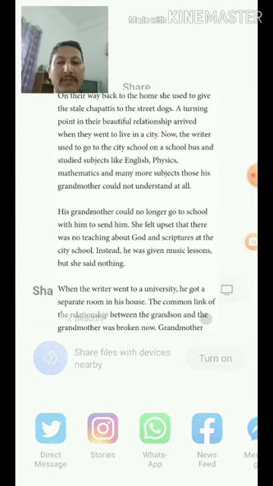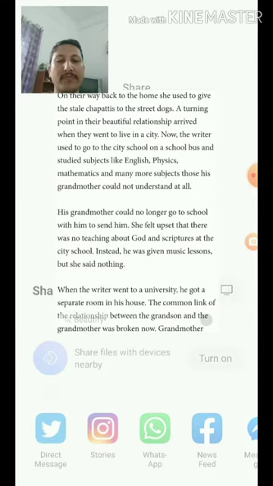When the writer went to university, he got a separate room in his house. The common link of the relationship between the grandson and the grandmother was broken now.